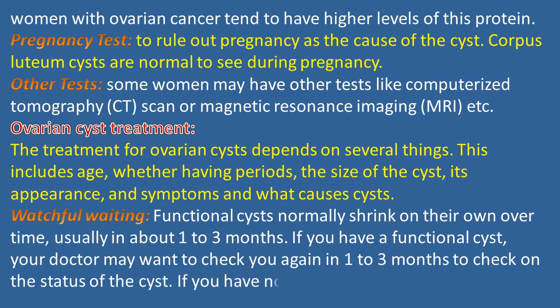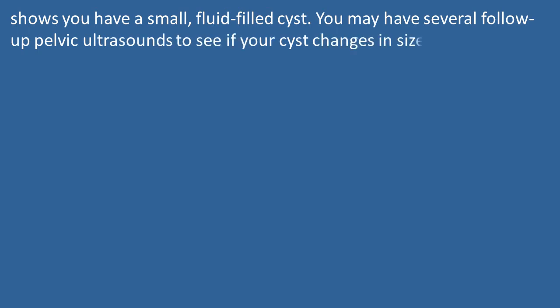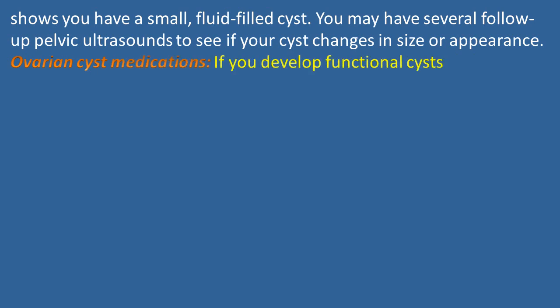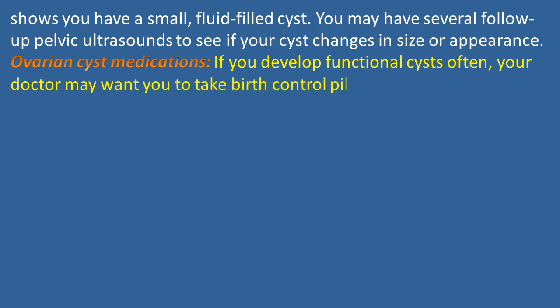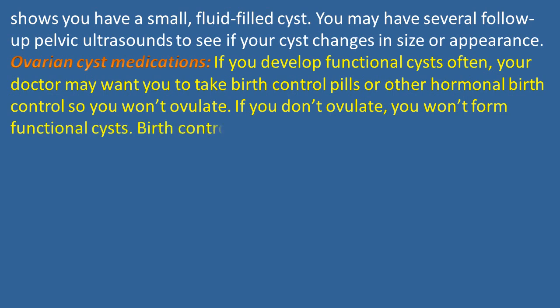If you have no symptoms and an ultrasound shows you have a small, fluid-filled cyst, you may have several follow-up pelvic ultrasounds to see if your cyst changes in size or appearance. Ovarian cyst medications. If you develop functional cysts often, your doctor may want you to take birth control pills or other hormonal birth control so you won't ovulate. If you don't ovulate, you won't form functional cysts. Birth control pills will not shrink an existing cyst.